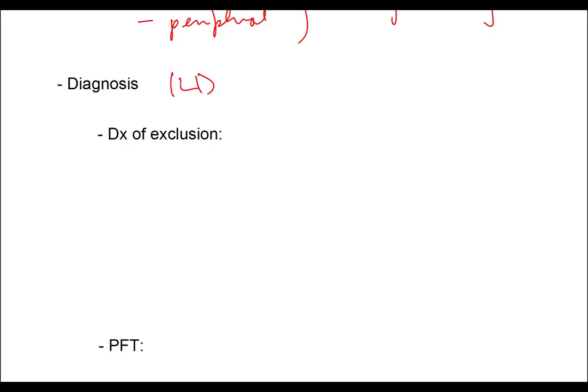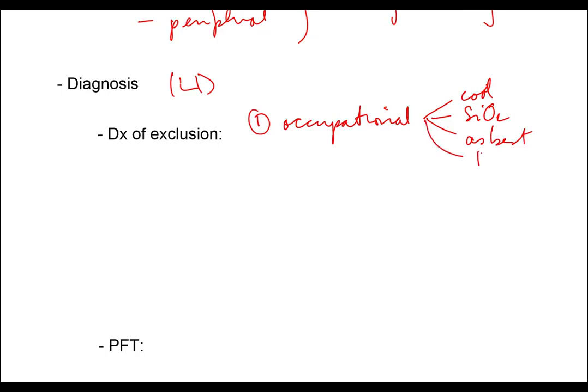So when we come back to the known causes of interstitial lung disease, we're right back to the beginning of the lecture, right? Because our first group was going to be our occupational. So that's going to be our coal, our silica, our asbestos, and our beryllium.